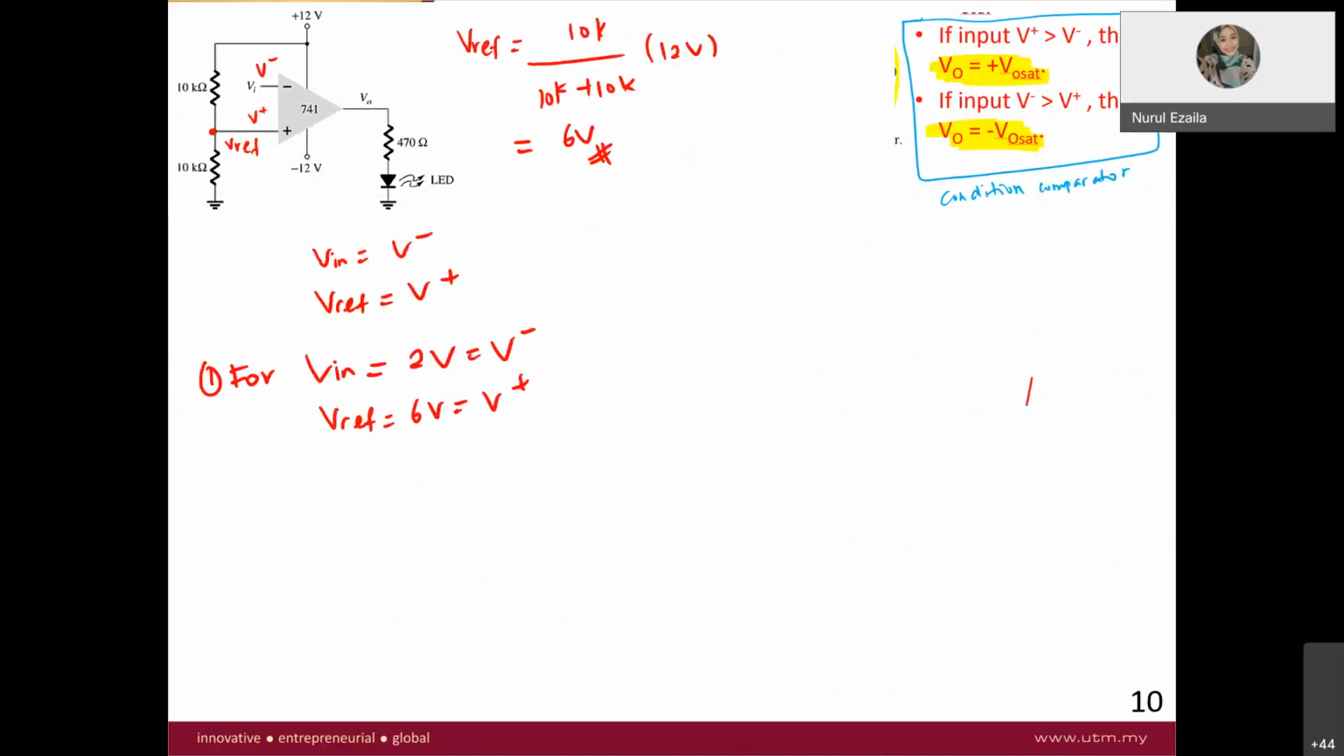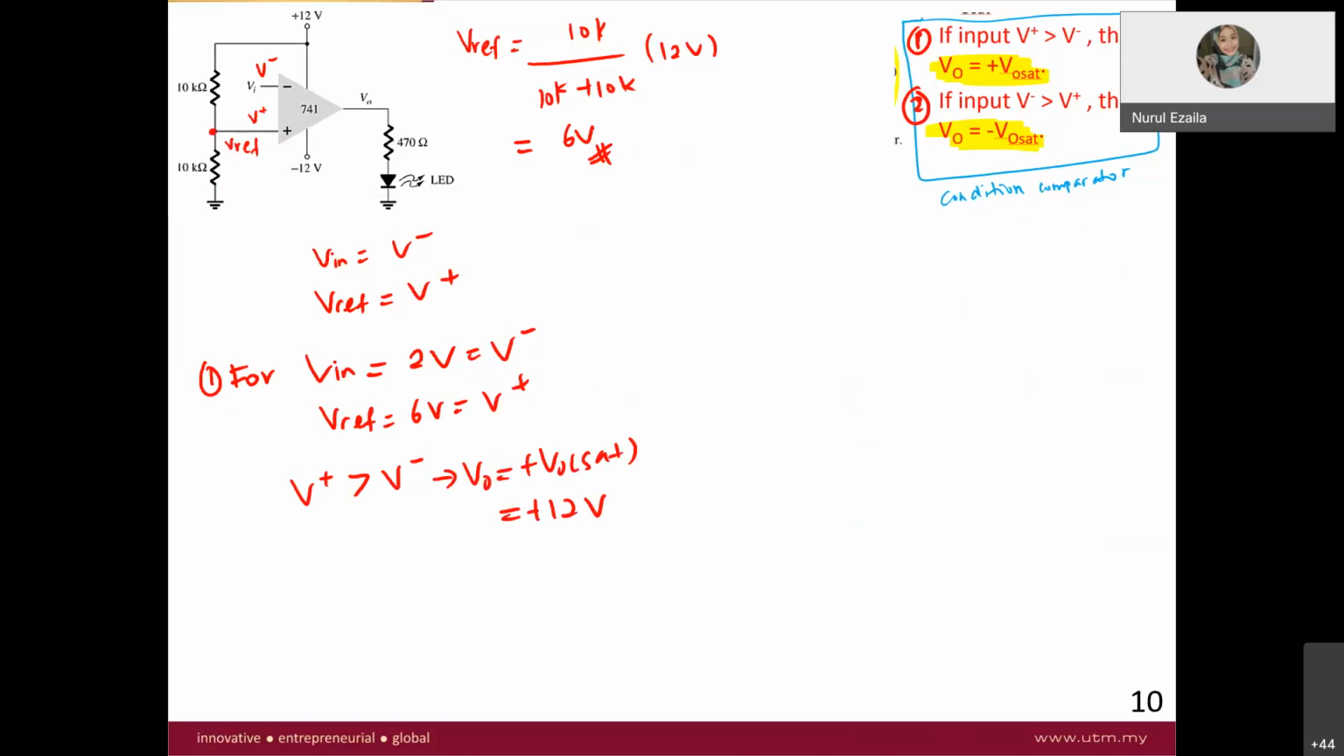Is it the first one or the second one? Which condition? First one, yes, first condition. Okay, so in this case, V plus is greater than V minus. Therefore, V out is equal to V out saturation, plus V out saturation, which is plus 12 volt.